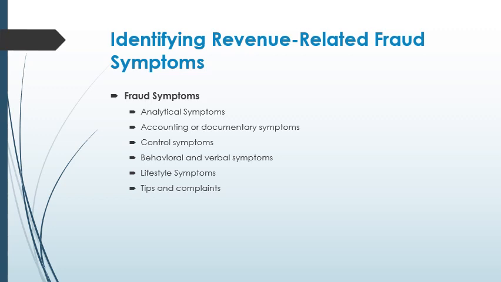So in identifying revenue-related fraud symptoms, we're going to look at the same fraud symptoms that we've looked at in previous chapters, which include analytical symptoms, accounting or documentary symptoms, control symptoms, behavioral and verbal symptoms, lifestyle symptoms, and tips and complaints.